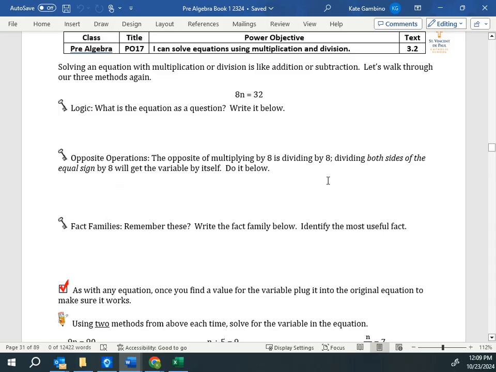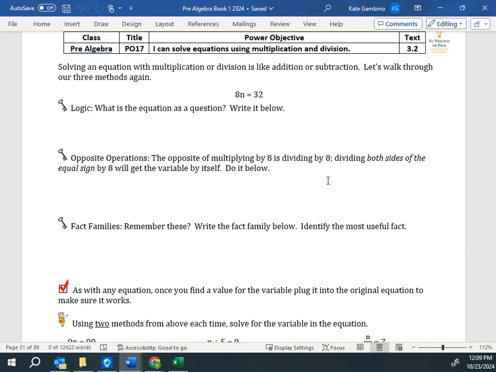Okay. Good afternoon. Today we are working on PO17. I can solve equations using multiplication and division. So yesterday's objective, we were working on adding and subtracting and the opposites and how we use opposite operations and the fact families and the logic. Now we're going to be looking at that with multiplication and division.